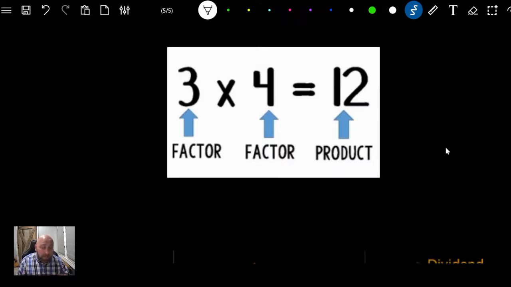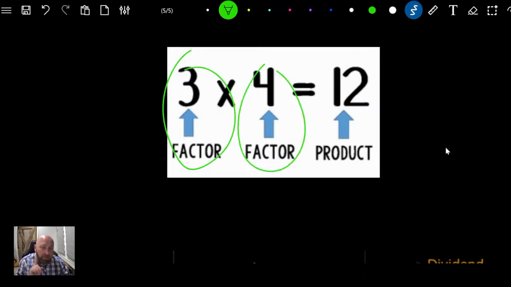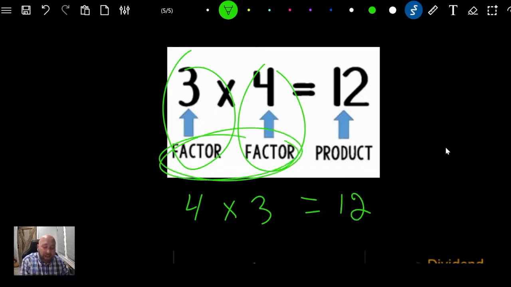Next is multiplication. So the first number in multiplication is called a factor. The second number is also called a factor. Remember what I just said. What if we switch this? 4 times 3 equals also 12. Because the factors can switch around, right? Just like the addends, they can switch around or stay the same. It's going to give you the same answer. This answer is called your product. The product of the two factors, okay?